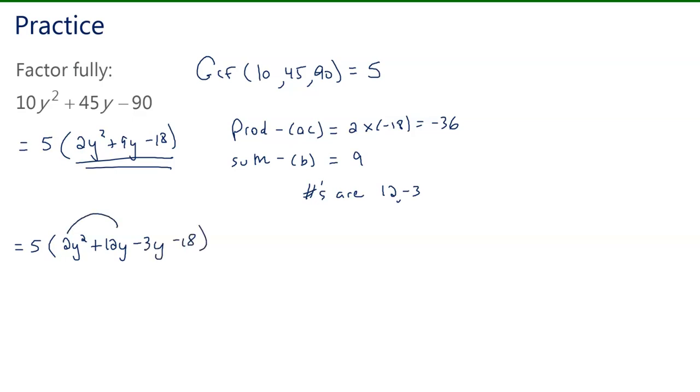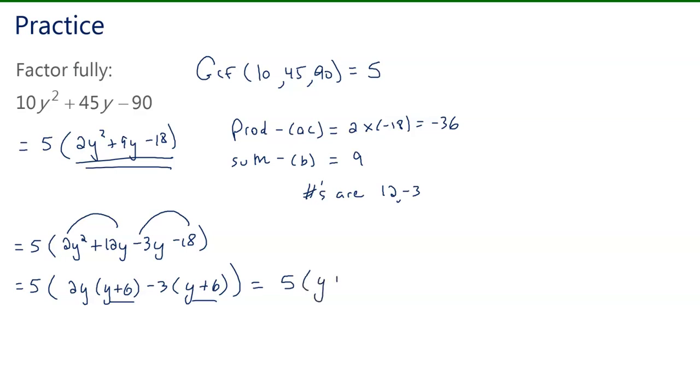For the first group, we factor out a 2y. So 2y outside of y plus 6. For the second group, let's factor out a negative 3. That gives us an identical y plus 6. This is the goal. So our common binomial factor is y plus 6. We have a 5, our common binomial factor of y plus 6, and here's where our second factor comes from. 2y subtract 3.